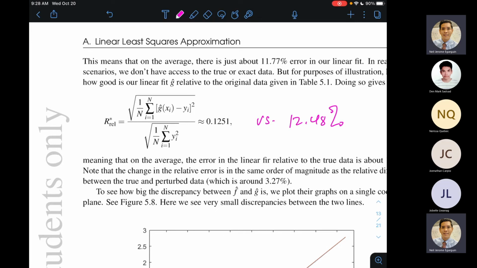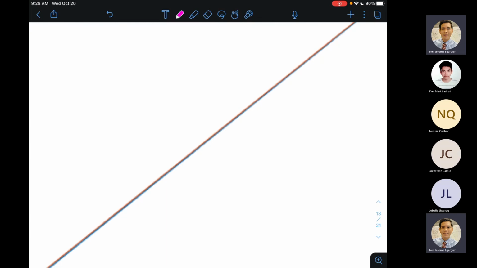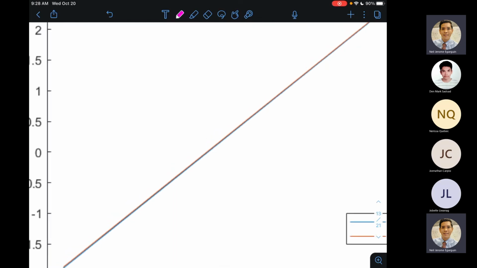And then, if you are more visual, pwede natin i-compare yung nakuha kong linear fit gamit yung original data saka yung perturbed data. In figure 5.8, makikita natin yung dalawang models natin para dun sa data side by side. Now, they almost overlap. Pero kung makita nyo, nagkakaiba sila, may pagkakaiba, pero hindi ganon kalaki.